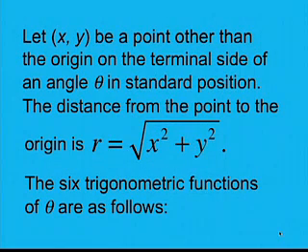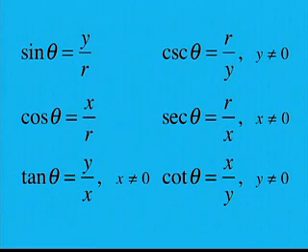When we do that, it leads us to define r in the following manner. Let x, y be a point other than the origin on the terminal side of an angle theta in standard position. The distance from the point to the origin is given by r equals the square root of x squared plus y squared. Then the 6 trigonometric functions of theta are as follows. The sine of theta is equal to y over r. The cosine of theta is equal to x over r. The tangent of theta is equal to y over x, where x is not equal to 0.